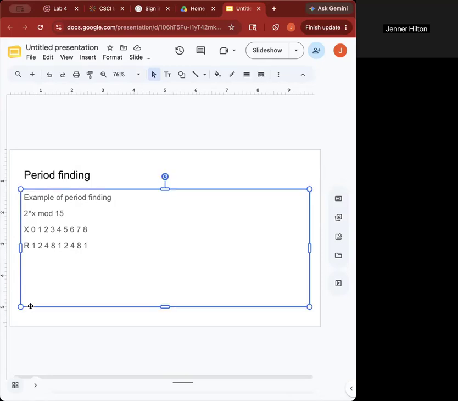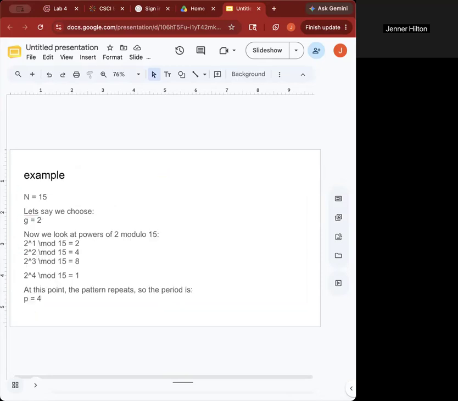Now let's do an example. So in our example, we have n equals 15. Let's say our guess equals 2. We're then going to find the period using the QFT, and here is the example. So our remainders are: 2 to the 0 is 1, 2 to the 1 is 2, 2 to the 2 is 4, 2 to the 3 is 8, and then at 4 we have 1.